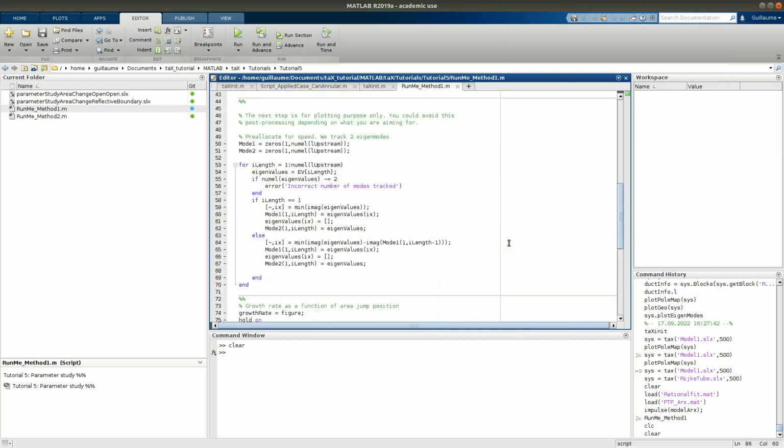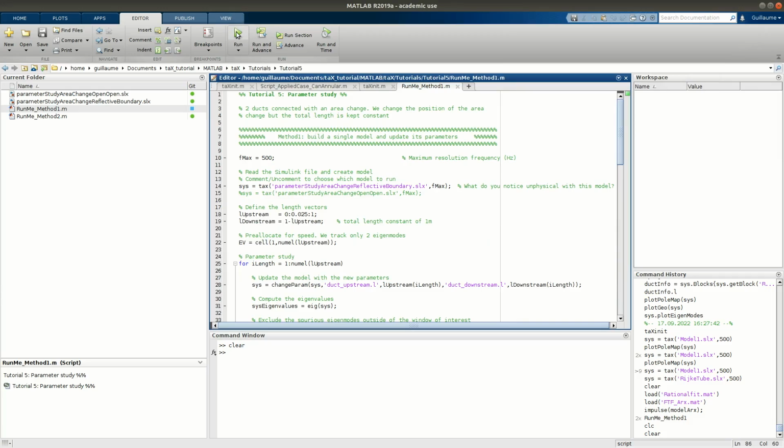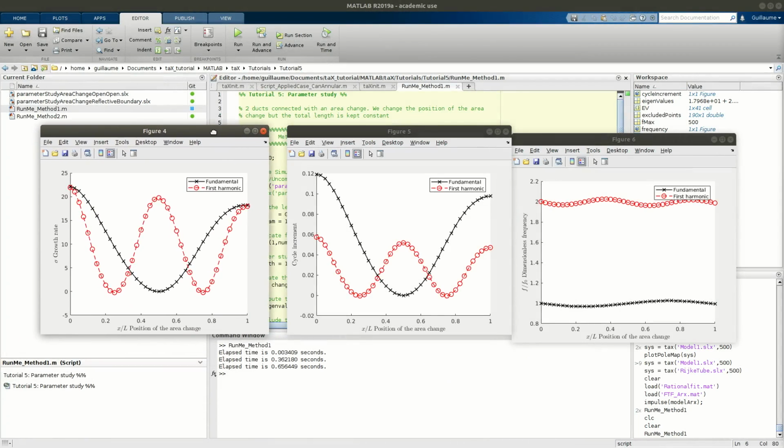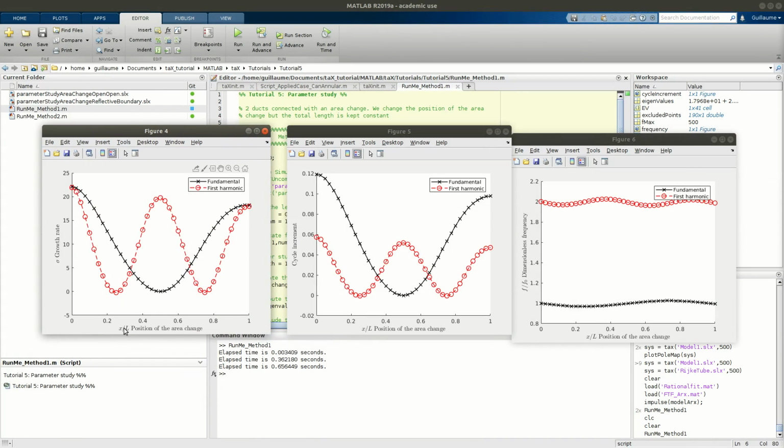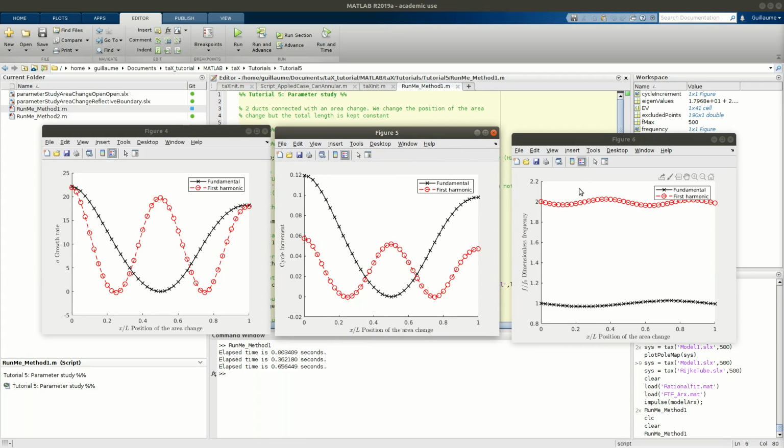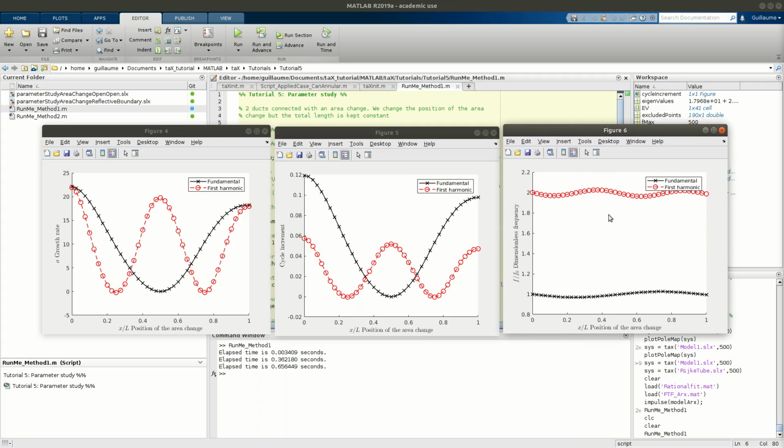So let's now run the code and see what happens. So we obtain those figures. We have growth rate, cycle increment, and dimensionless frequency as a function of the position of the area change. So what we can see is that the position of the area change has minimal impact on the frequency of the oscillations for both the first two eigenmodes.